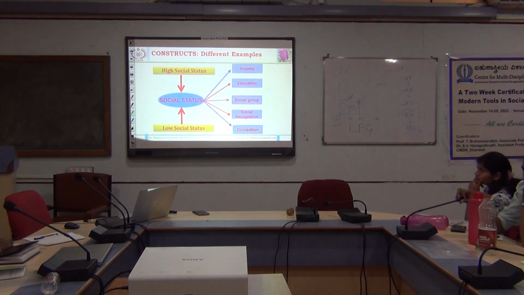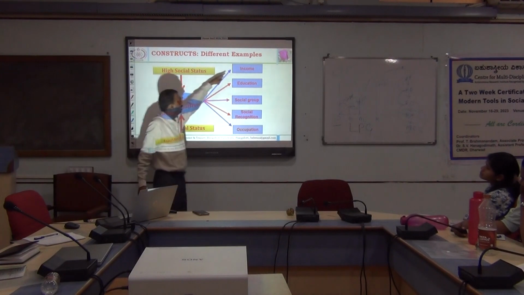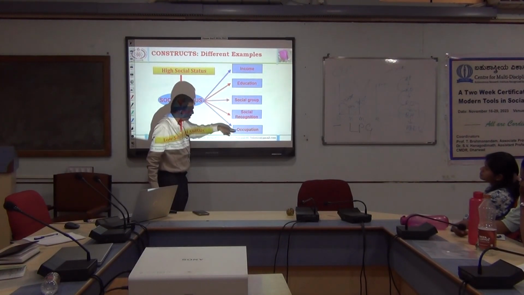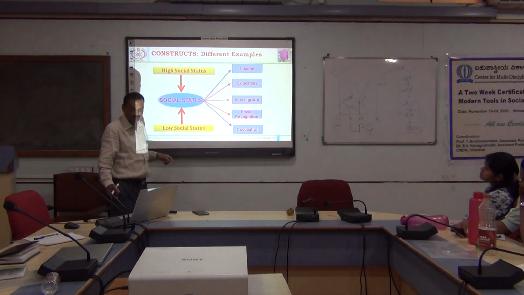I'll give a live example. I don't know his social status. Once I understand his income, if he is a crorepati, his education, master's degree with PhD, social group and social recognition, if he is Chief Minister of Karnataka, then occupation, he is a software designer, doctor, but politician. Look at the social status. So therefore, based on all these parameters, income, education, social group, social recognition and occupation, we say social status, either high social status or low social status.